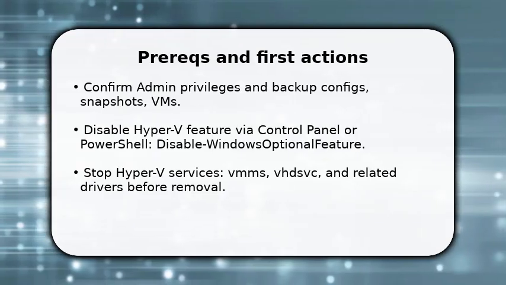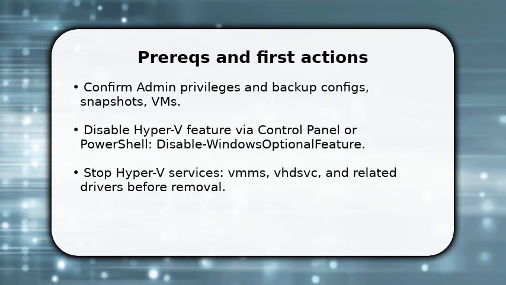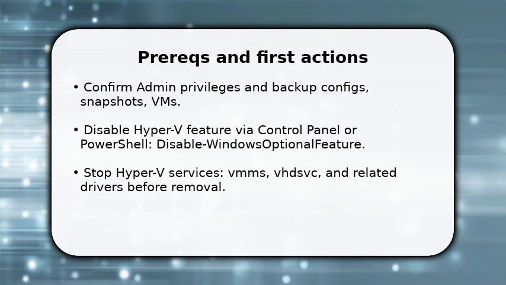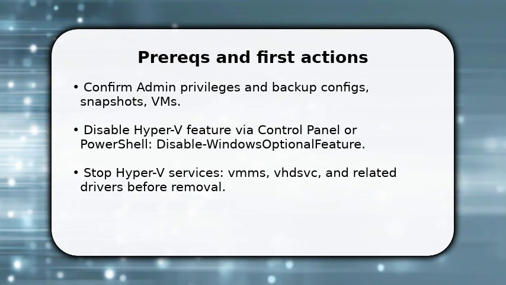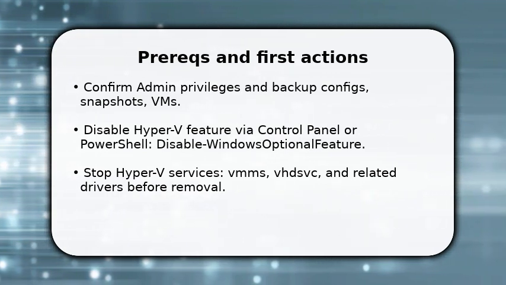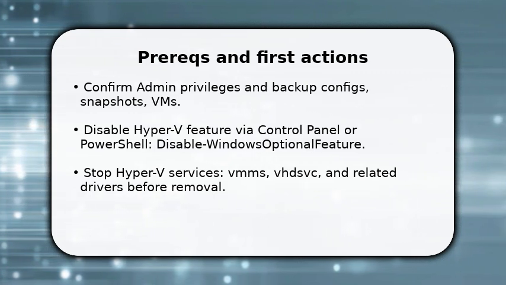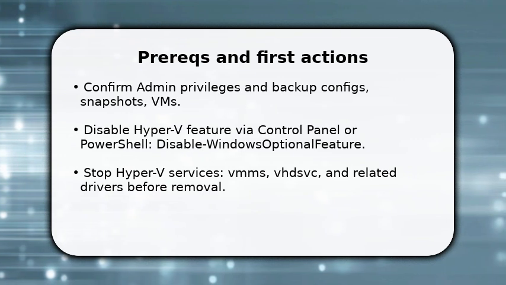You start with two essentials: administrator rights and backups of any VMs you care about. Once ready, disable the Hyper-V Windows feature. Open PowerShell as admin and run Disable-WindowsOptionalFeature -Online -FeatureName Microsoft-Hyper-V-All. Make sure to shut down or export running VMs first.